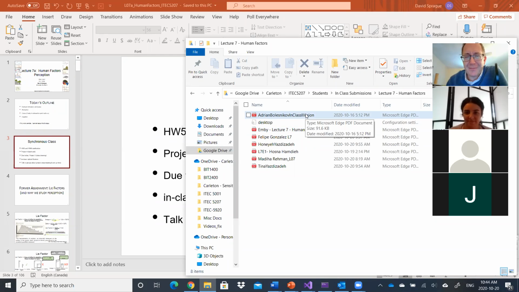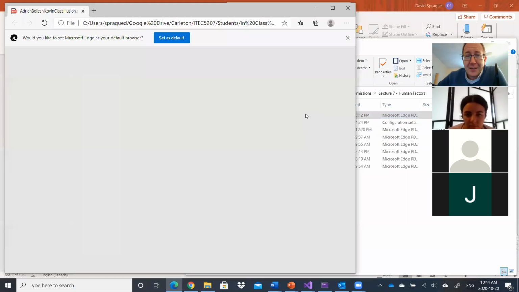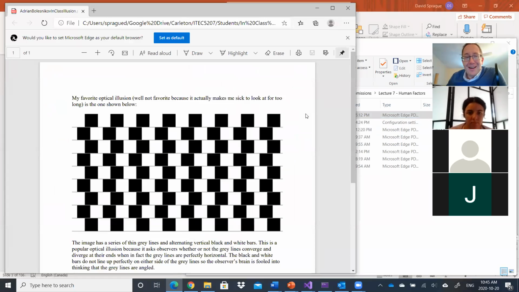I'm used to seeing these really color-based ones where you make your eyes bleed, but a lot of these are pretty awesome. Like this one I didn't even know about. So Adrian, do you want to just briefly summarize what's going on here? Yeah, sure. As you can see in the first line that I wrote, I like this optical illusion, but it makes me sick to look at. So look away for a while.